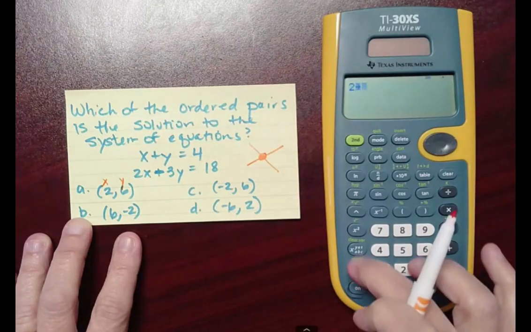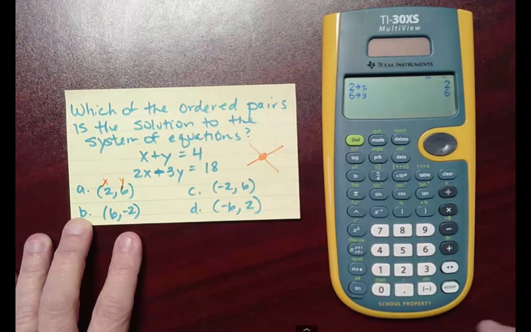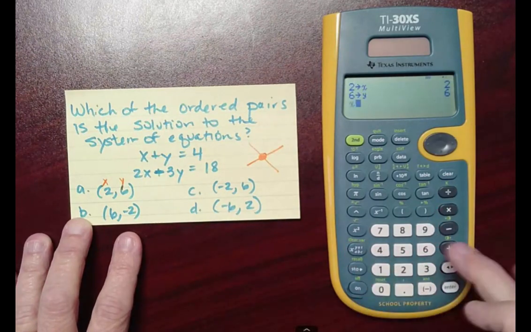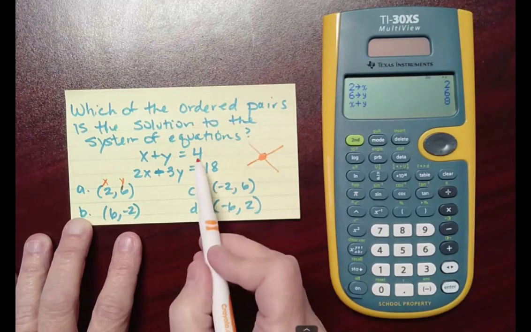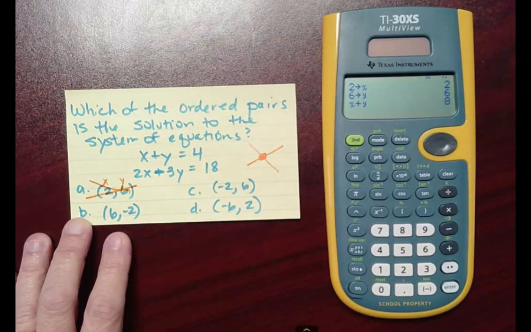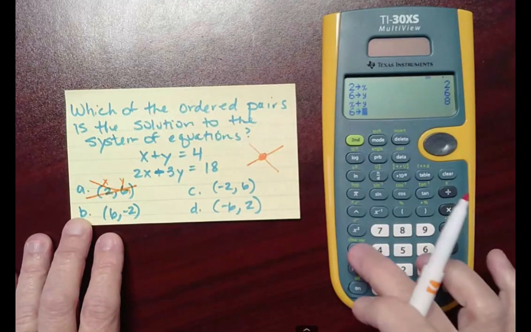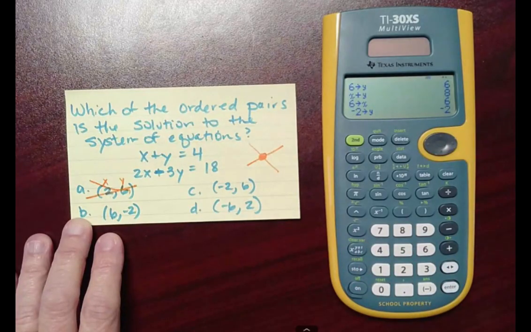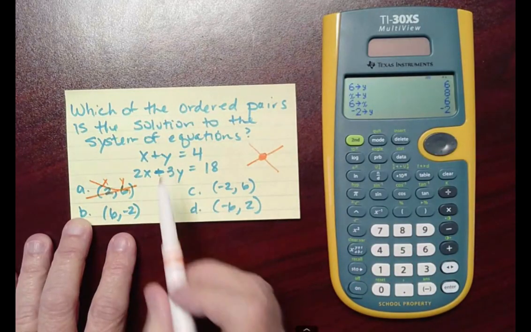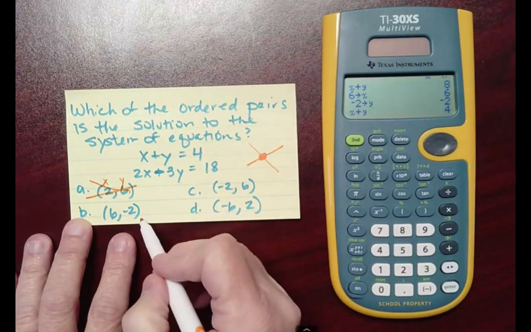So 2 store x, 6 store y, and I want to do x plus y. Well, pretty much I know that's 8. It's not 4. A is not the right answer. So let's check this other one. (6, negative 2). 6 store x, negative 2 store y. Okay, now we're going to type in our equation again, x plus y, and I got 4. Okay, so that's a possibility.